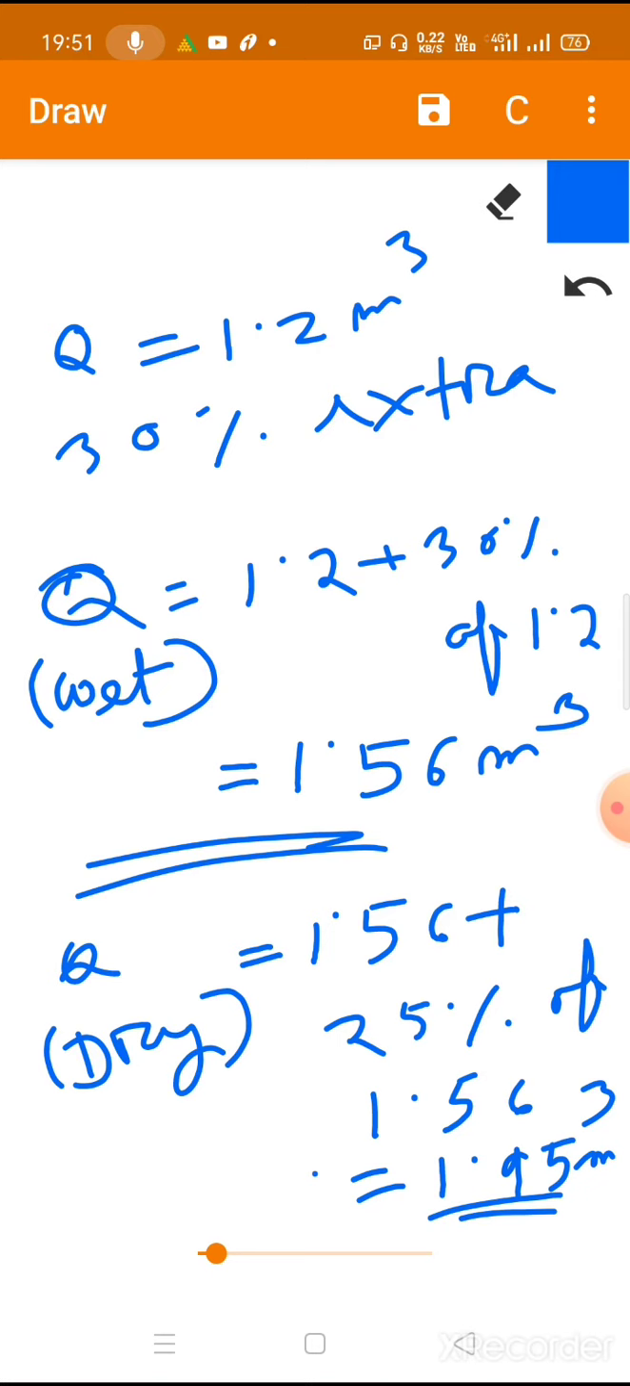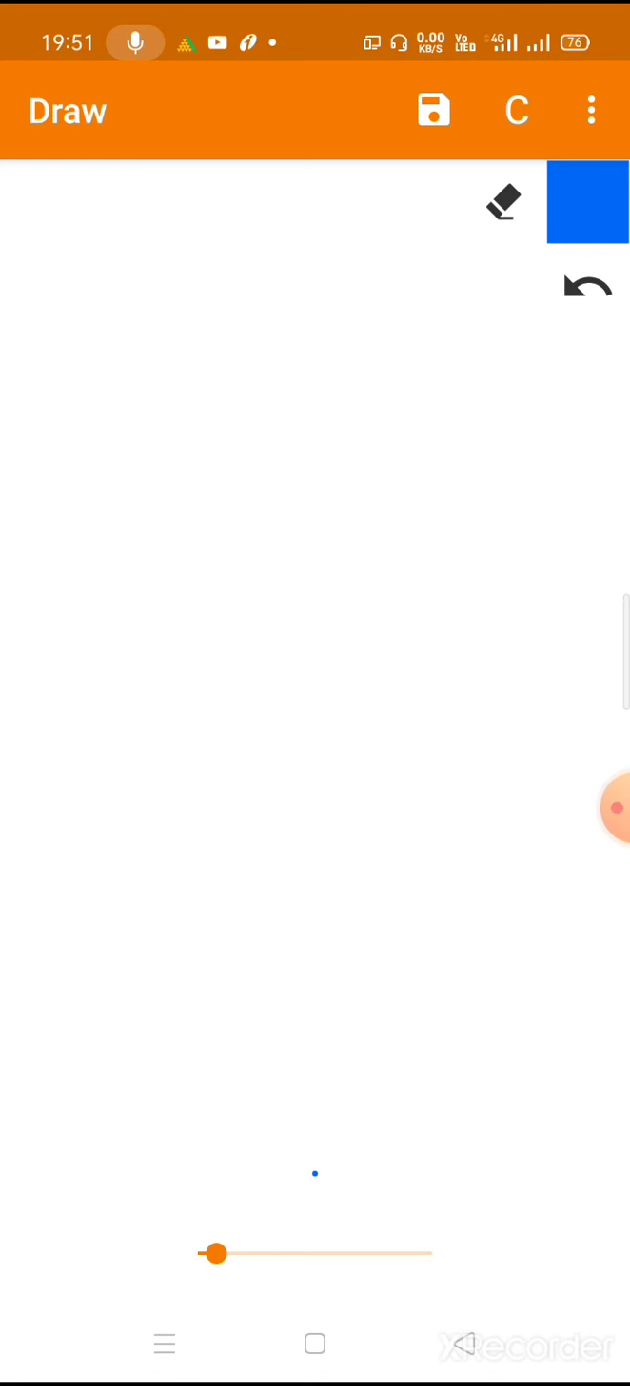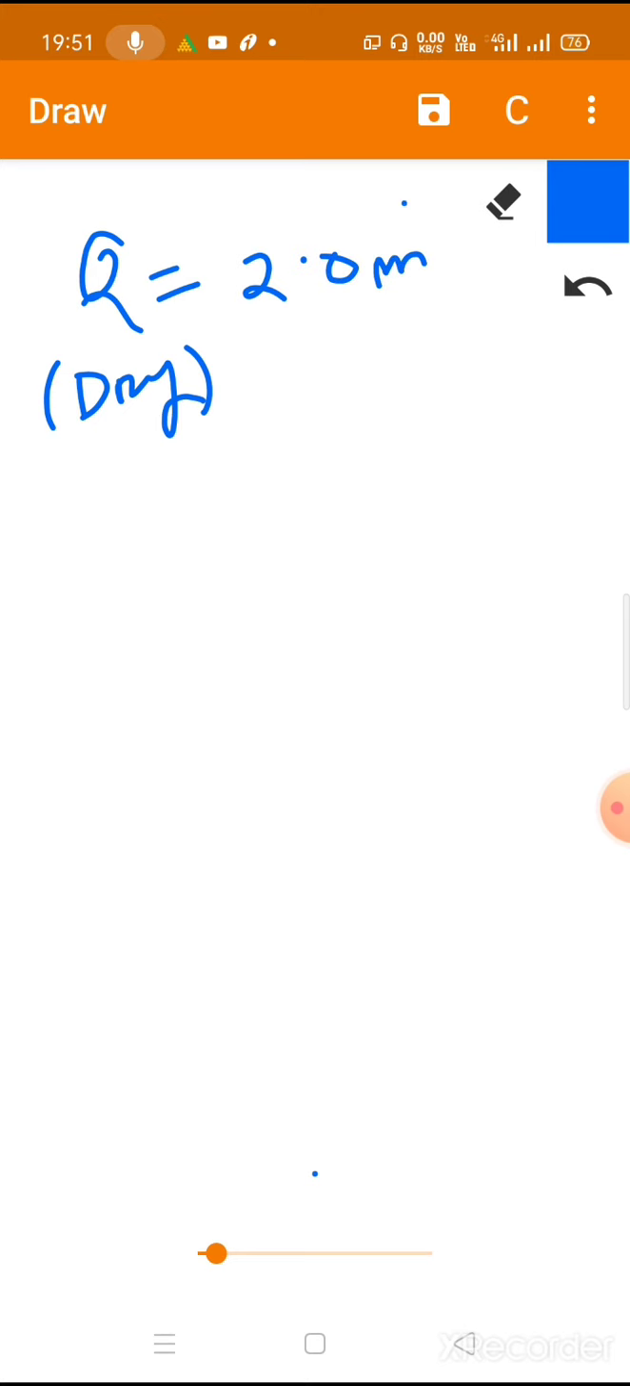Okay, since it is 1.95 as a round figure, we can take 2 meter cube also. 1.95 meter cube is almost equivalent to 2 meter cube. It is not going to make too much of difference. We are taking the round figure. Okay, so 2 meter cube is the total quantity of dry volume of mortar.